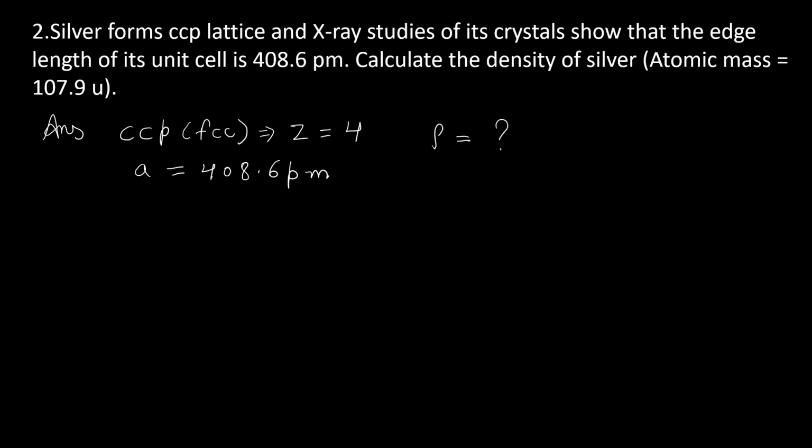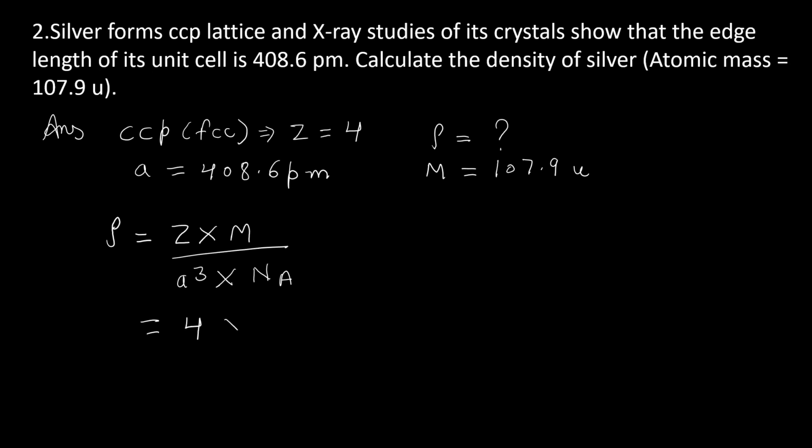Now calculate the density of silver. So density you have to calculate. Atomic mass is given to you, 107.9 AMU. Now the formula is density is equal to Z into M upon a cube into Na. Na is the Avogadro number. Now Z equal to 4, molecular weight 107.9, a in picometer. It is given in picometer, but density we have to calculate in gram per centimeter cube. So convert this into gram per centimeter cube.